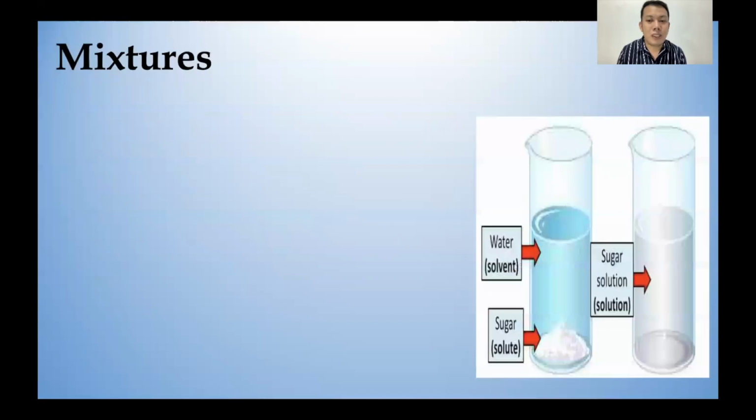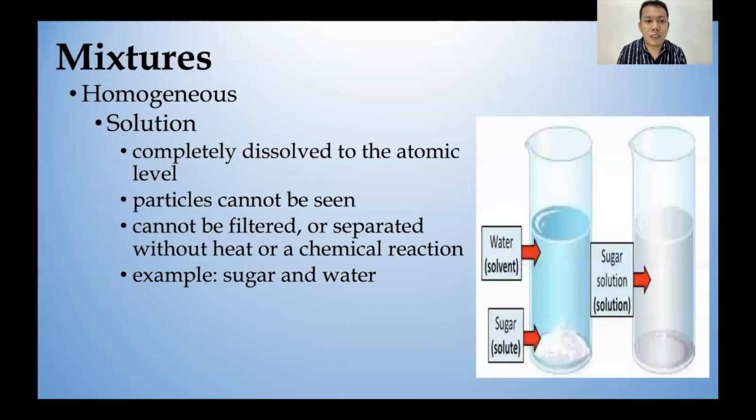All right, this is the homogeneous mixture, a solution. Of course you have to remember that in a mixture, particularly in a solution, there is what we call a solute and a solvent. In a solution, the substance that has more amount is considered the solvent, and the one with a lesser amount is known as the solute. In this example, water is the solvent and sugar is the solute. When you combine them, you call it a sugar solution.